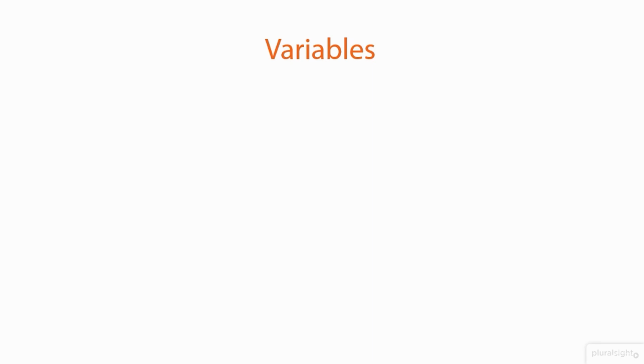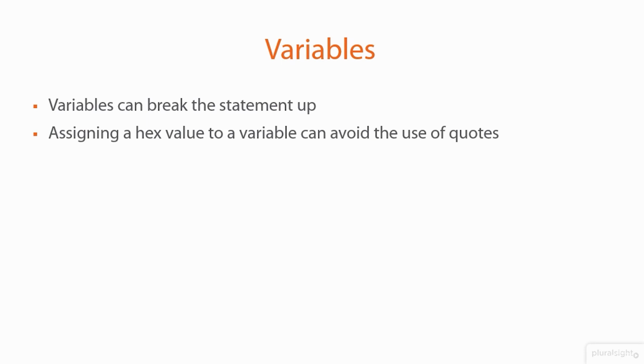Variables are another very viable way of circumventing the common patterns that an application might be looking for. And the thing about variables is that they're a great way of actually breaking the statement up. So rather than just having this one line of SQL, instead assigning it to a variable and then executing the variable. Now when we do that, we can also assign a hex value to the variable. So by using hex, we can avoid the use of quotes. And inevitably, quotes are one of the patterns that commonly appear in signatures. And in fact, we've seen ourselves throughout this course, we've used quotes extensively as part of our injection attacks.